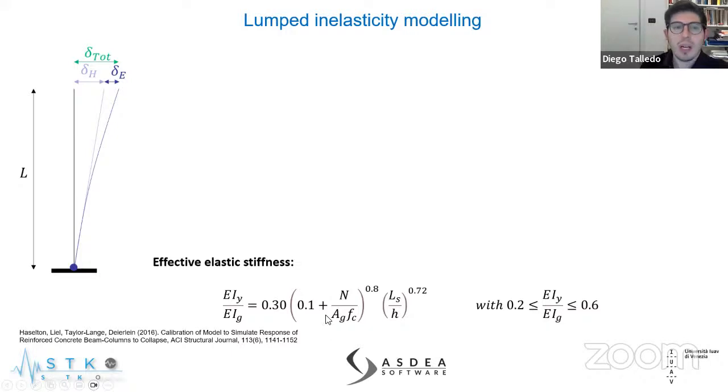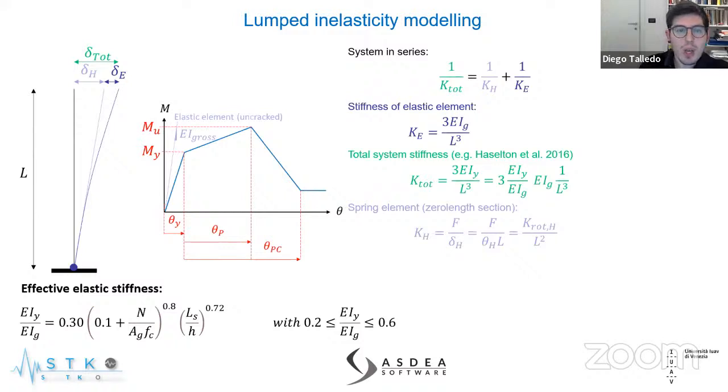How can we do this with our hinge? Well, we can do something like that. We can consider that the elastic element, we model it not with the effective stiffness, but with the uncracked stiffness, so the gross inertia. And again, the usual relations, we have a system in series, so the inverse of the total stiffness is the sum of the inverses of the stiffness.